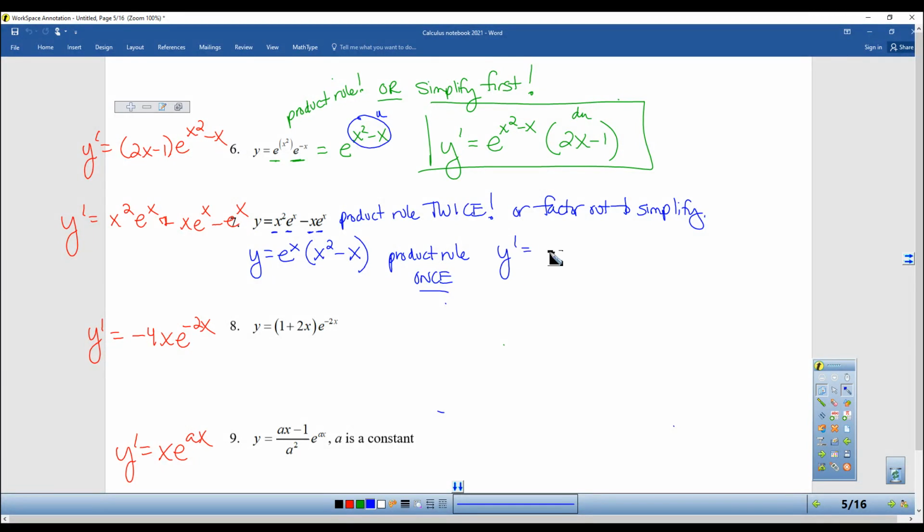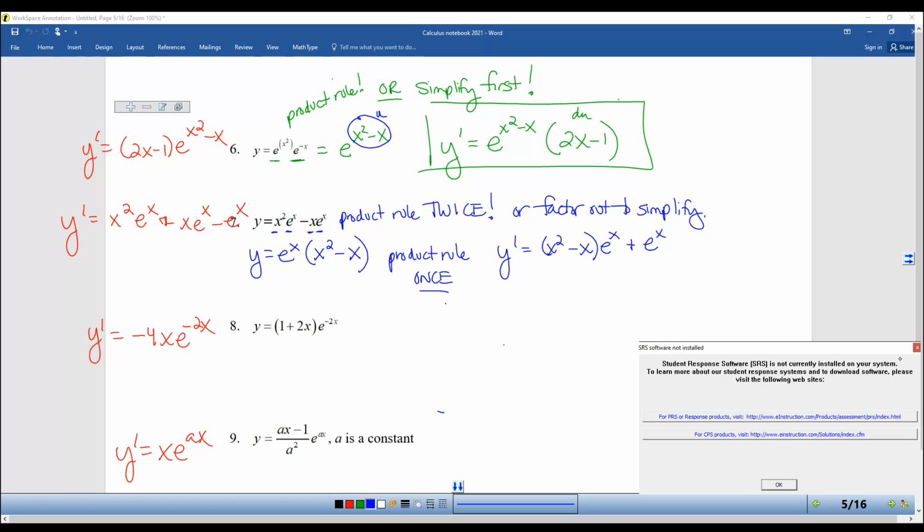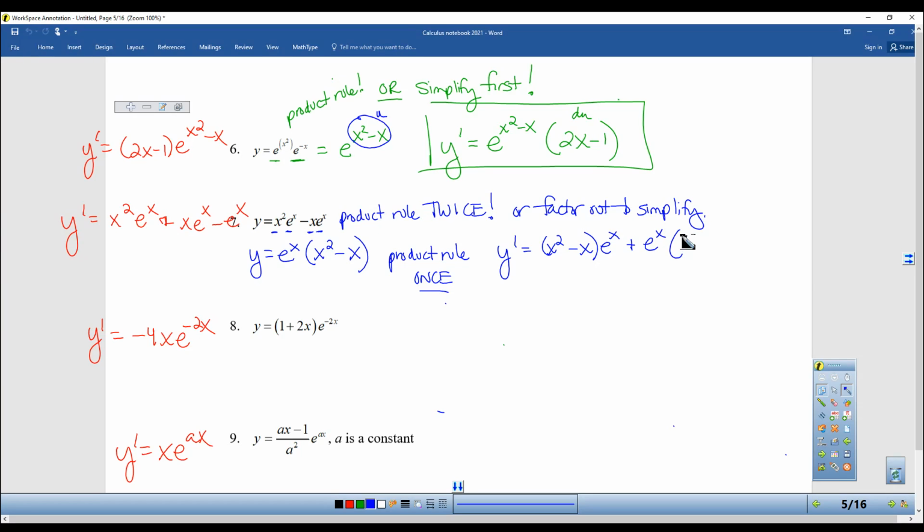So y prime is the second times the derivative of the first. I love this. The derivative of e to the x is just e to the x. Plus the first times the derivative of the second. So I'm just going to factor out that e to the x from both of them.